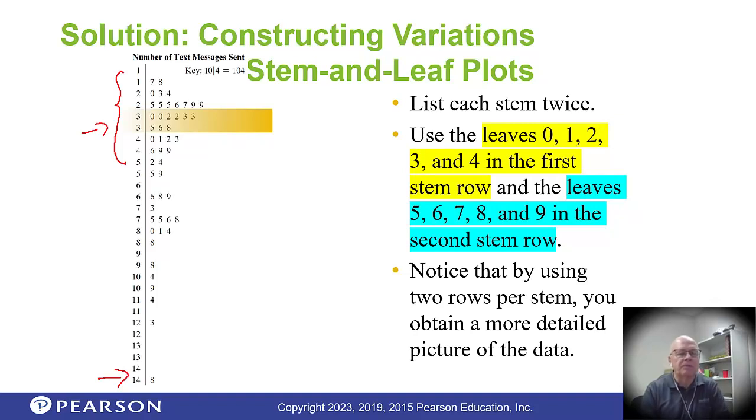Now on this one, it did something a little bit different. Instead of having just one stem for the 10s, they had two. And they split it into, this top one is for 0 to 4 leaves, and the bottom one is for the 5 to 9 leaves. This gives you just a different look for your picture. And you have to decide whether you think one like this with double stems works better, or whether the single ones do.